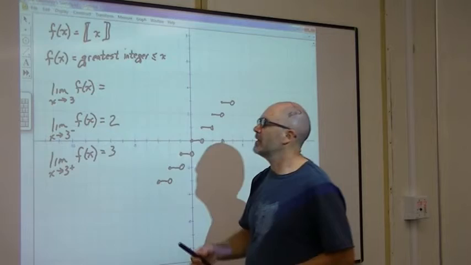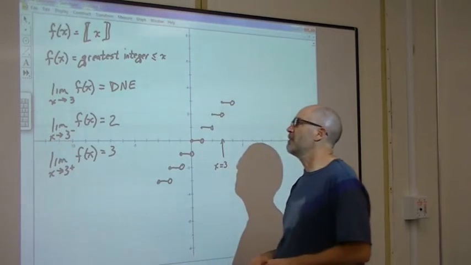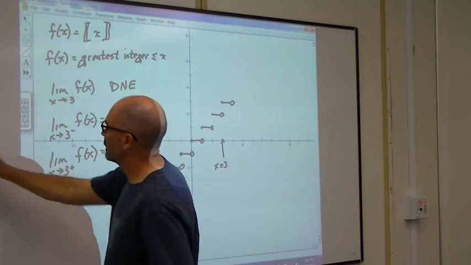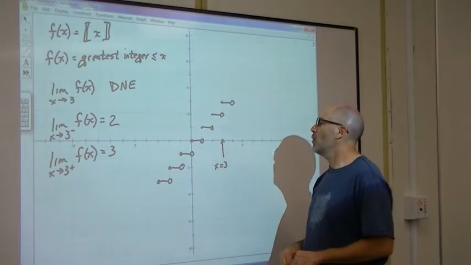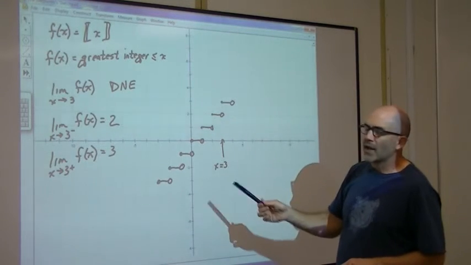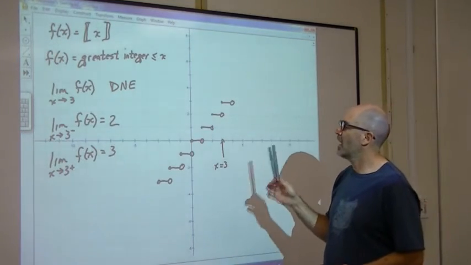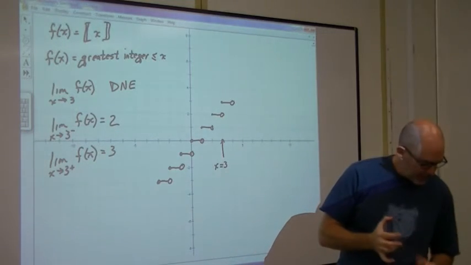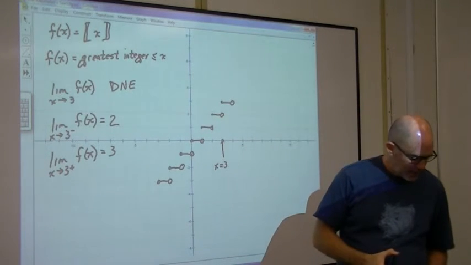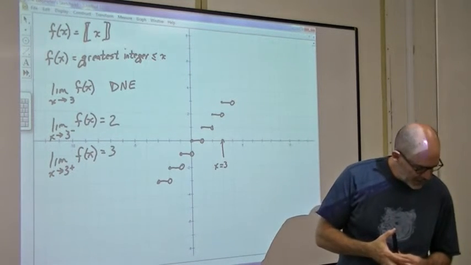Now, the left and right-hand limits don't agree, so the limit as x approaches 3 of f of x does not exist. It just plain does not exist. So what we can say then is that for the greatest integer function, the limit as x approaches any integer is going to be undefined or does not exist, because at any integer you're going to have different right and left limits.